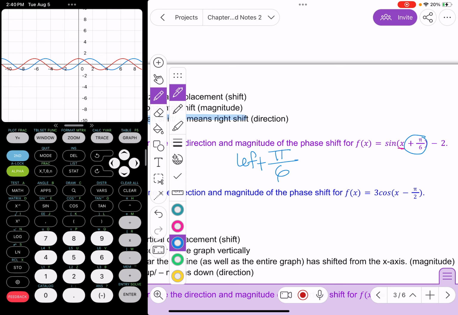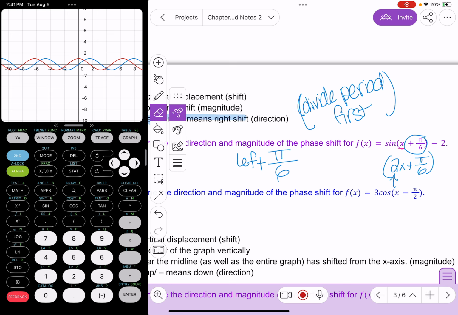If there was a number in front of the x, like let's say it was 2x plus pi over 6, we would have to divide out that period first, then do the pi over 6 because it's in the parentheses. So get rid of the period first if needed. And I'll show you some examples of that later. But if it's just x, you don't have to worry about that.